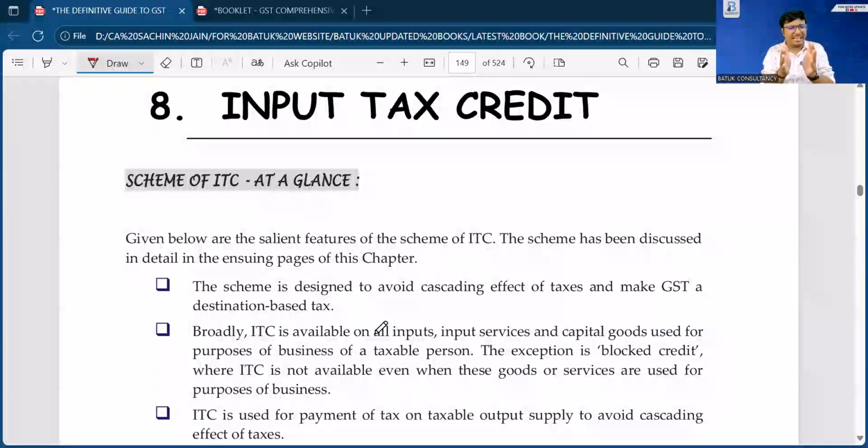And we'll also discuss the input service distributor, how that input service distributor distributes the input tax credit to various branches. All these concepts we'll discuss. And yes, most important, we'll discuss the memory techniques of all the sections related to input tax credit and relevant things. So be ready for our tomorrow session sharp at 7 p.m.